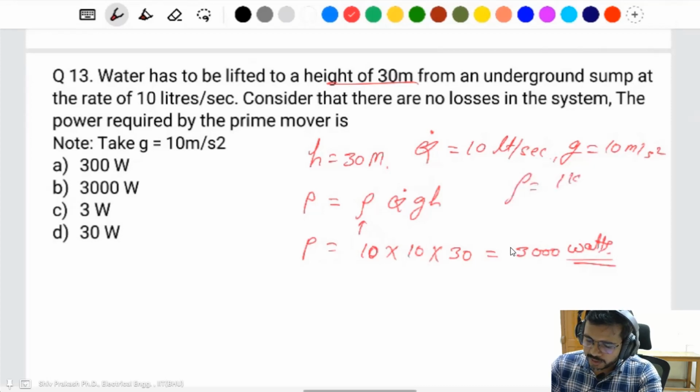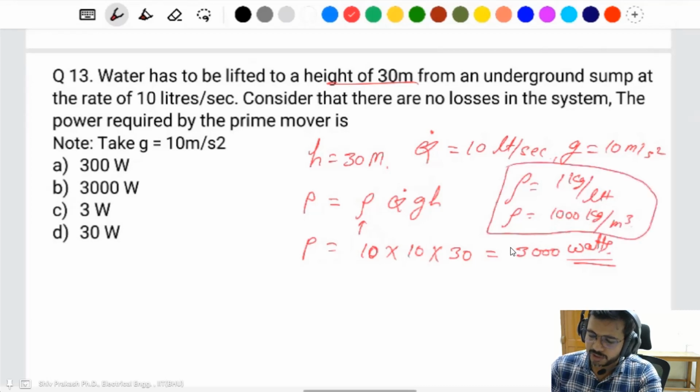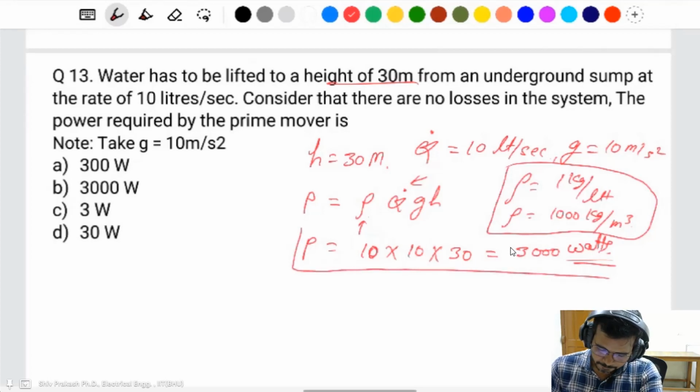Rho is 1 kg per liter, or rho is 1000 kg per meter cube. There are two formulas for these two units: kg per liter or kg per meter cube. If the volume is given in liters, then simply apply 1 kg per liter. And this is option B, 3000 watt.